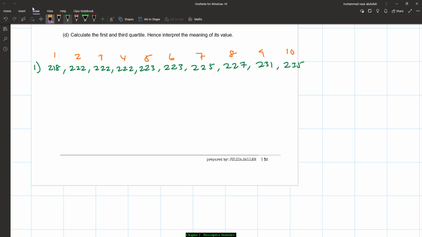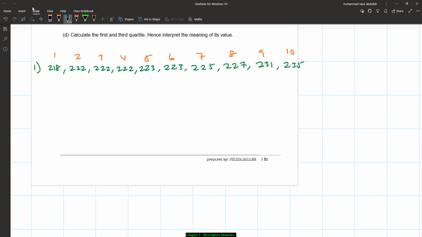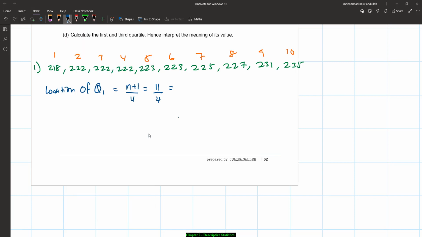So, first we need to arrange data in ascending order, right? Next we need to find the location of quarter 1, which is n plus 1 divided by 4, which is 11 divided by 4, equal to 2.75. So 2.75 is somewhere between 2 and 3, right?